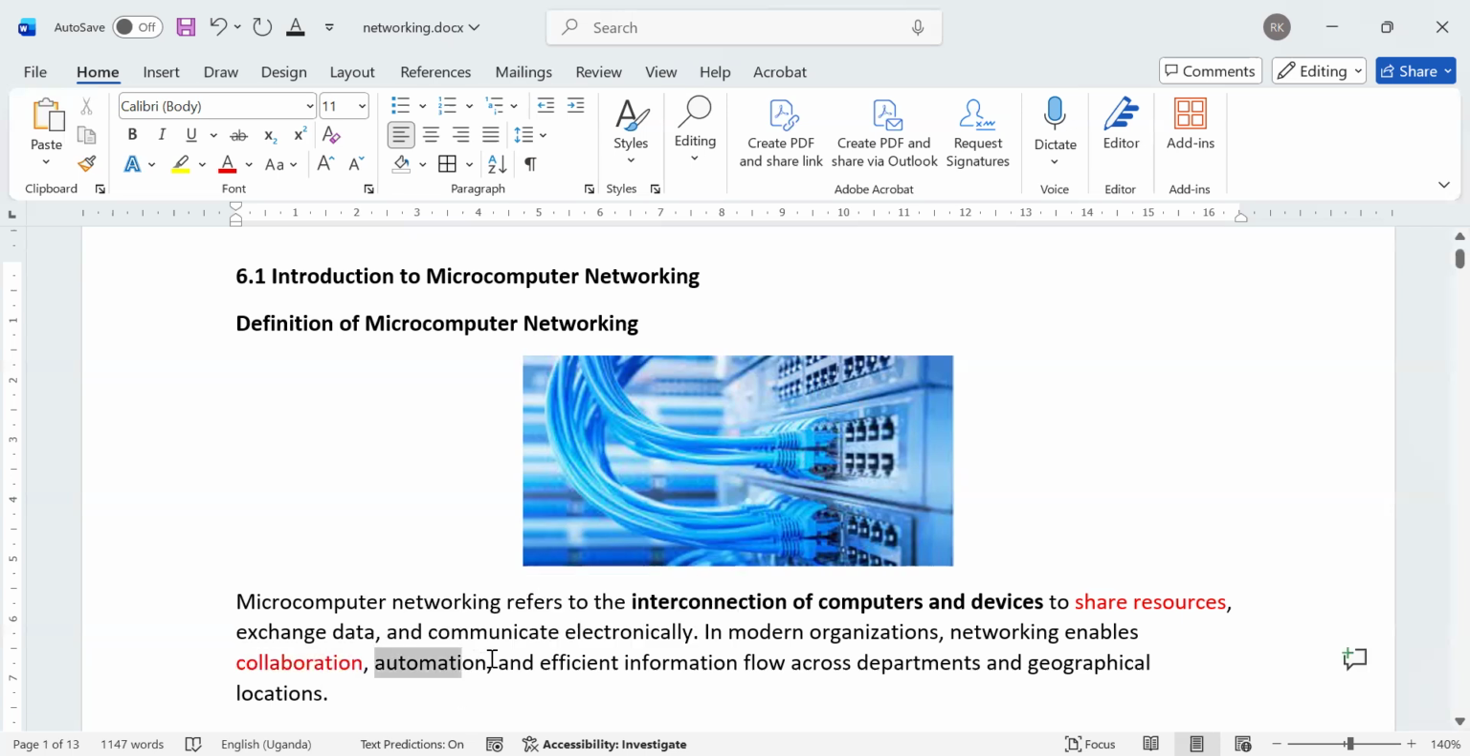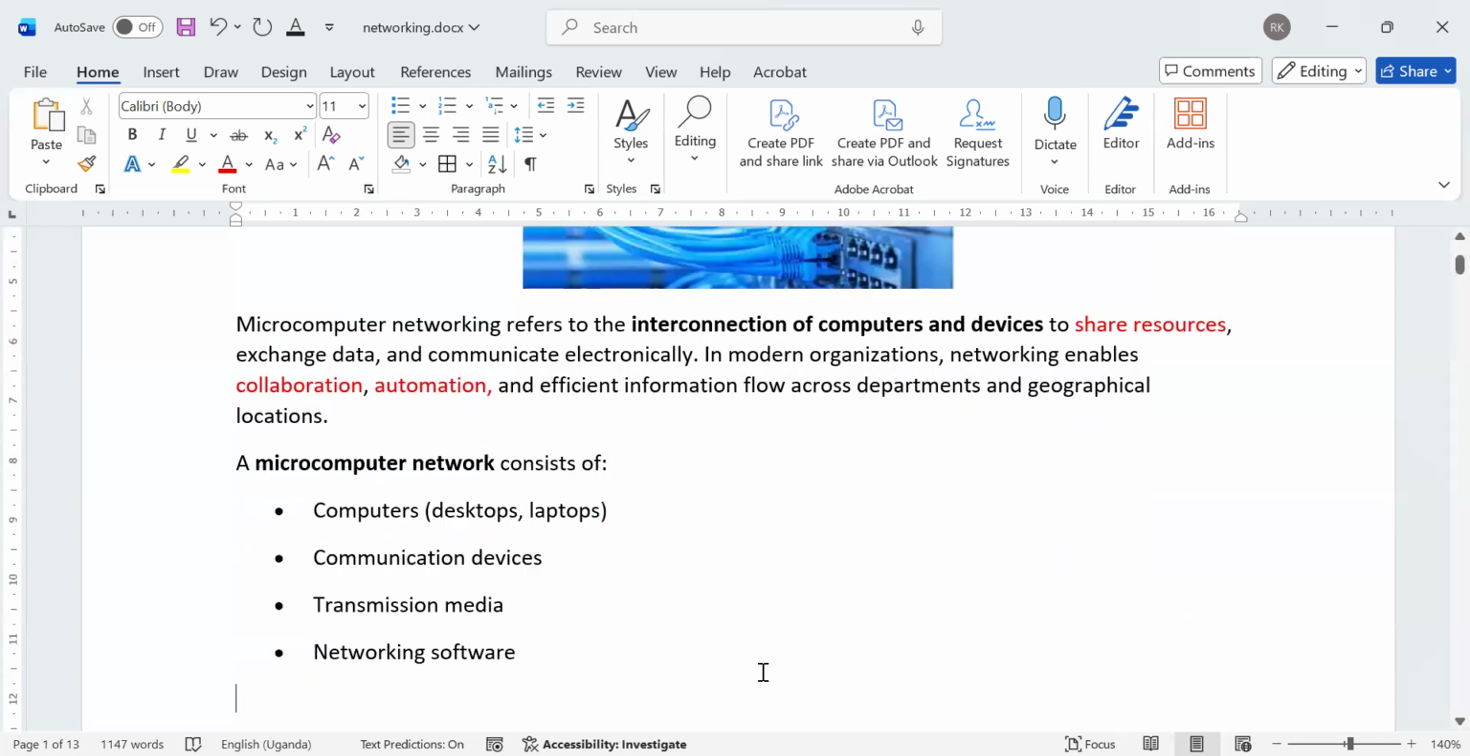automation. Now, some of the work which we would have done manually, like for example, you need to send a document to so and so in so and so's office. You have to leave your desk. Today, you just scan that document and then you take it. You can see, for example, those of you working in the banks. Banks have branches. Say, for example, Central Bank in Masaka, they need to communicate with the head office. You don't need to take a car to drive to Kampala. No. You just scan the document, then you send it to them. So that is automation. And efficient information flow across departments and geographical locations.